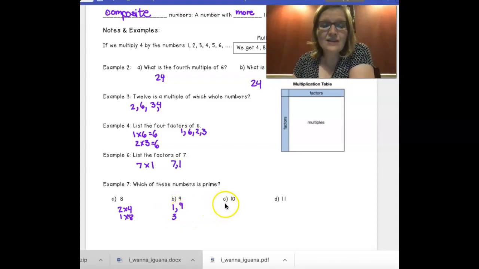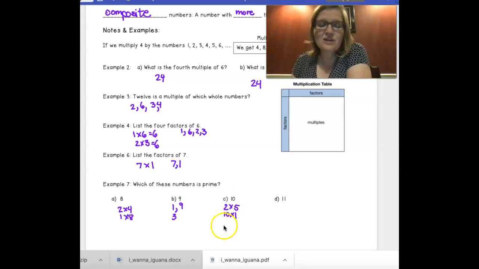Here's 10. Let's look at what our factors are for 10. We can say 2 times 5. We can also say 10 times 1. So does this have more than 2 factors? Yes, because our factors are 1, 2, 5, and 10.